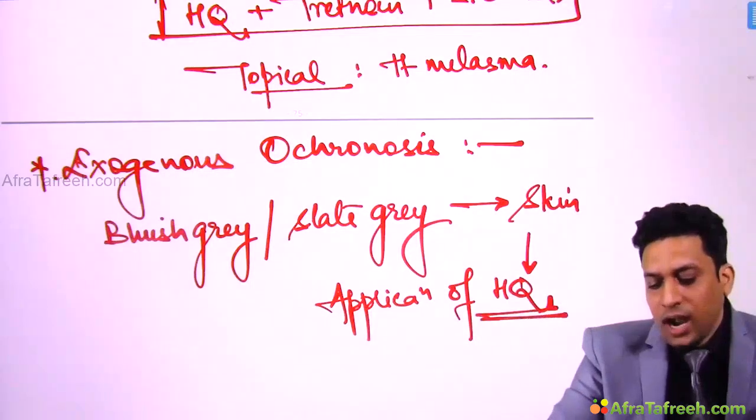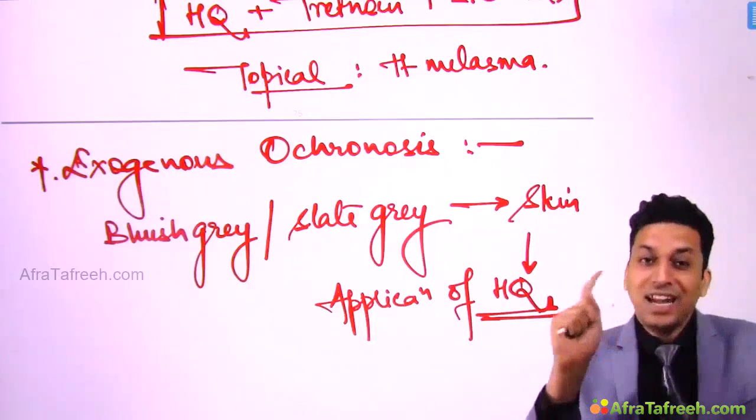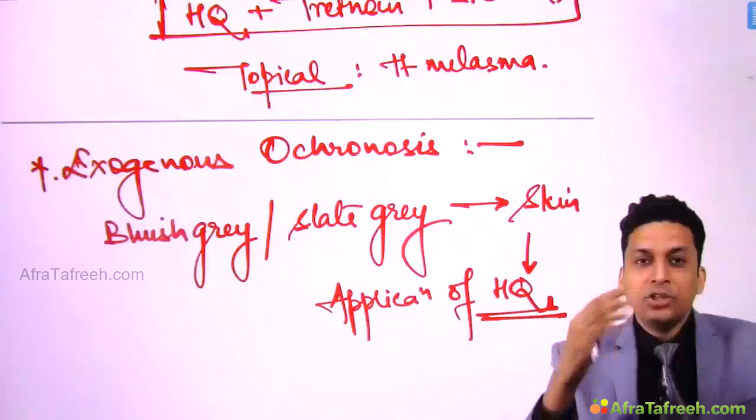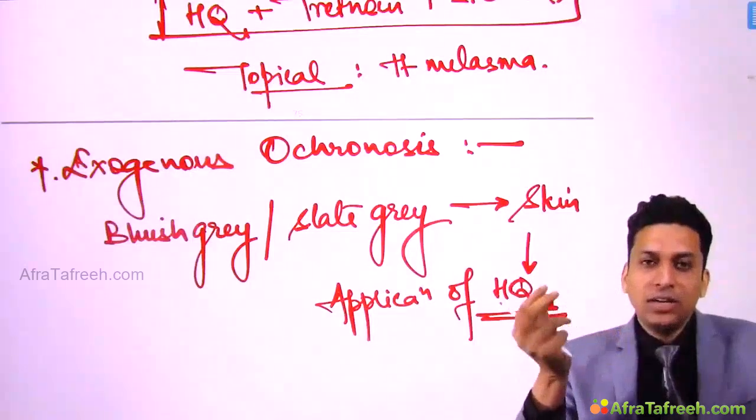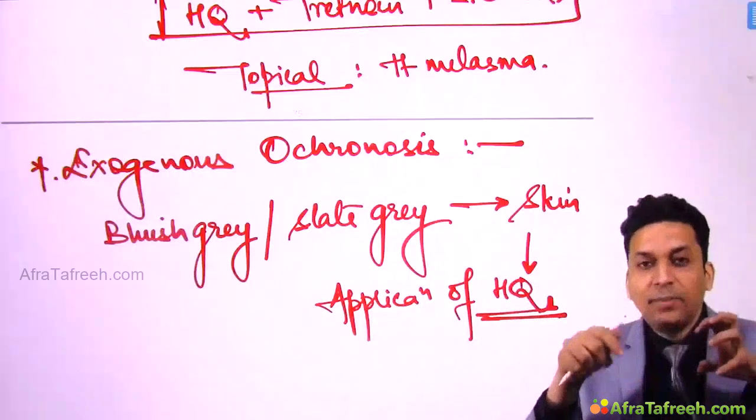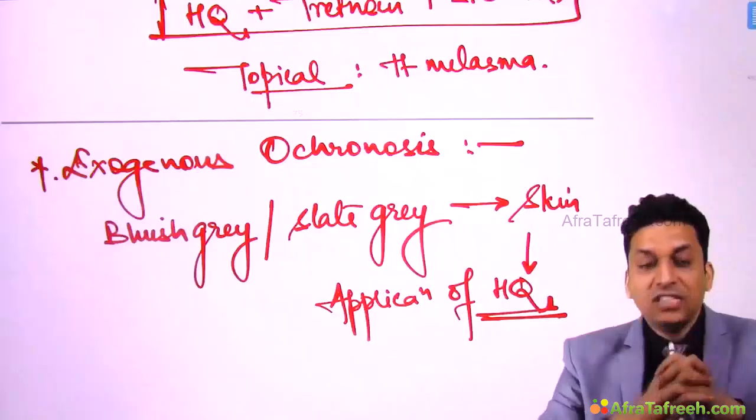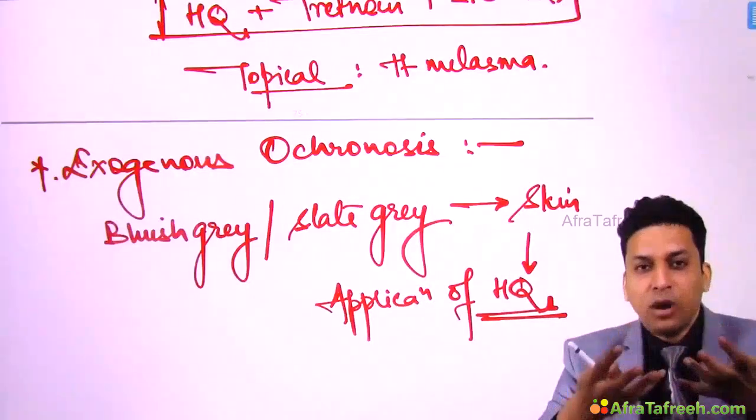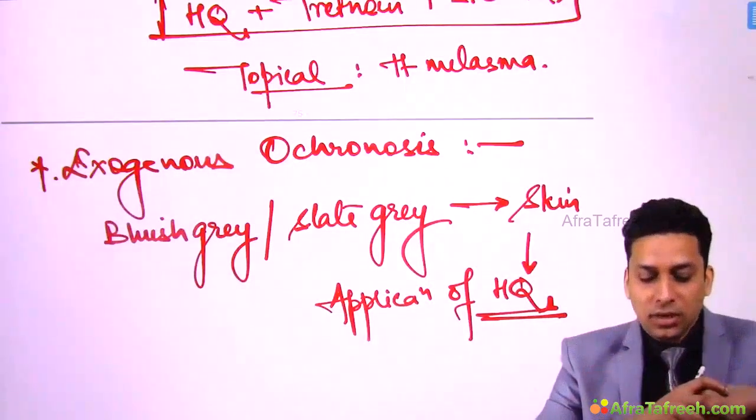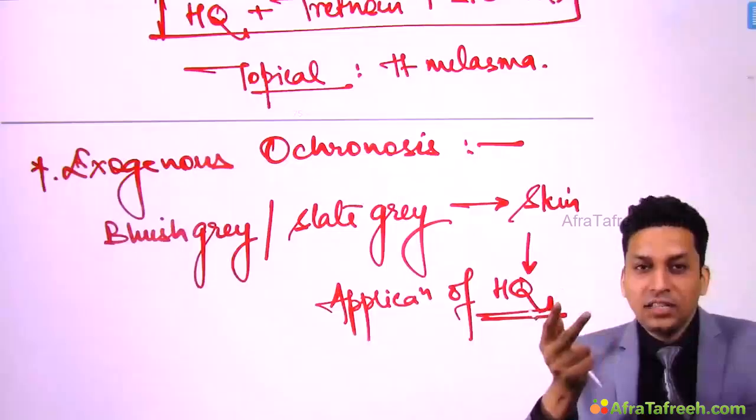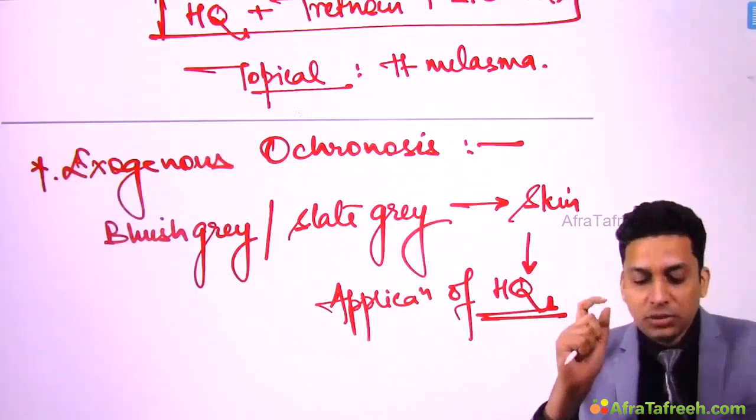hydroquinone. So I told you hydroquinone is a tyrosinase inhibitor. It is a lightening agent, a depigmenting agent. But sometimes, due to excessive application of hydroquinone, it starts depositing in the skin, and it might lead to darkening of the skin. So this is one side effect of hydroquinone, and that is exogenous ochronosis. Because you are applying from outside, this is known as exogenous. So instead of lightening, it can cause darkening as well. So you need to use it cautiously.